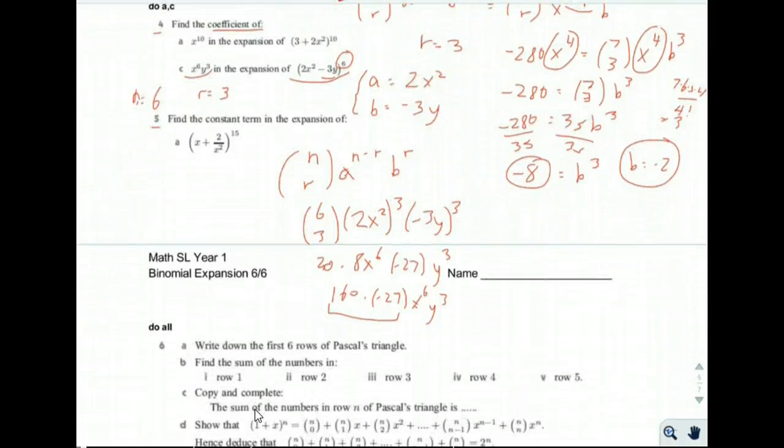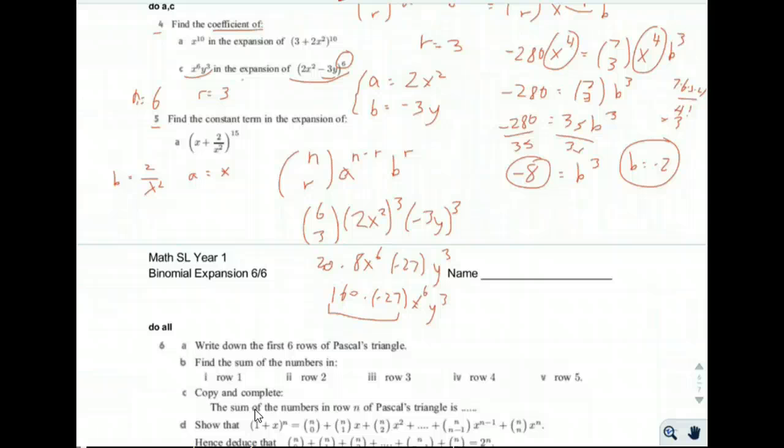Let's see, 5. Find the constant term in the expansion of. Wow, that's kind of a tricky one because the constant term normally would be the last term, b to the 15th. But in this case, b is 2 over x squared, and a is equal to x. So the constant term would be somewhere in the middle because the a's and the b's would kind of have to cancel each other out. Oh, man.